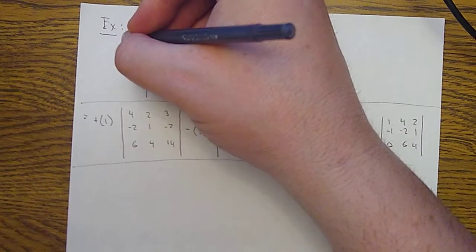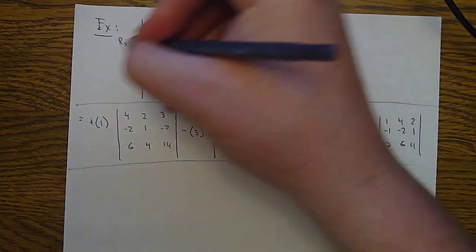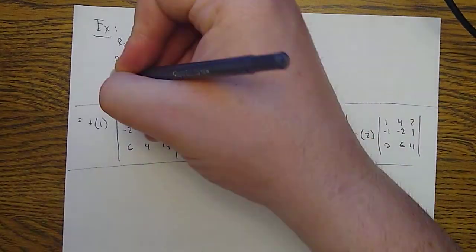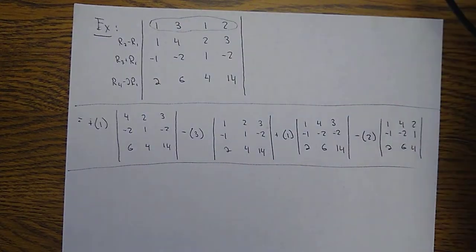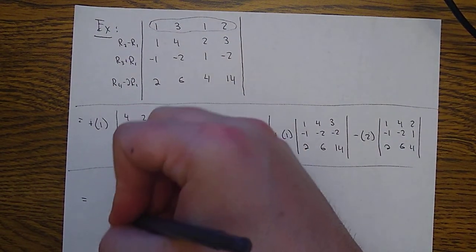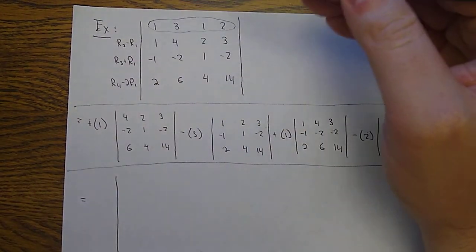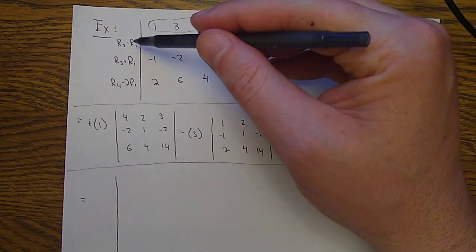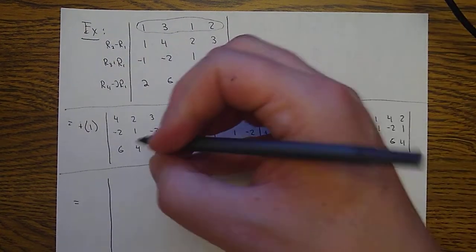I would like to do row 2 minus row 1 to get a 0 there, row 3 plus row 1 to get a 0 there, row 4 minus 2 row 1 to get a 0 there. These are all operations that do not change the determinant. Adding a multiple of one row to another row does not change the determinant.